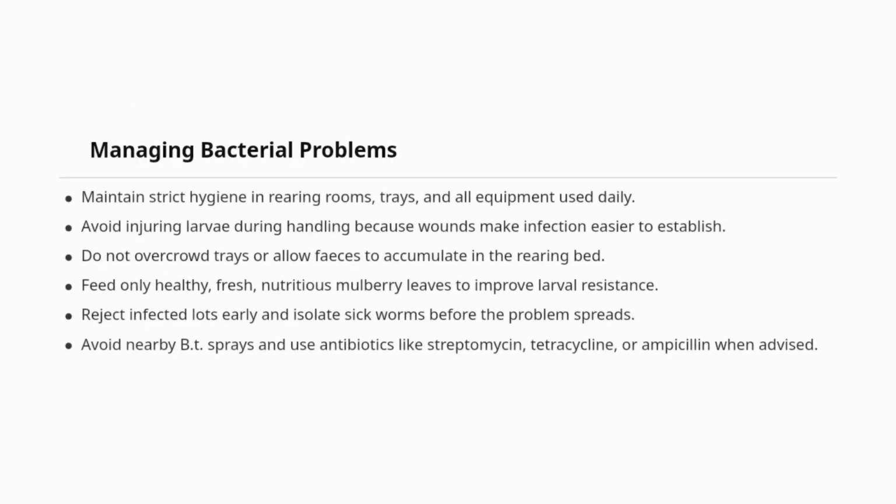Bacterial disease control depends heavily on management discipline. Cleanliness, careful handling, and avoiding overcrowding can reduce infection pressure significantly. The article also points out that poor feed and nearby commercial Bt insecticide spray can create problems, so mulberry leaf source matters a lot. In severe cases, antibiotics such as streptomycin, tetracycline, or ampicillin may be used, but ideally under technical guidance.